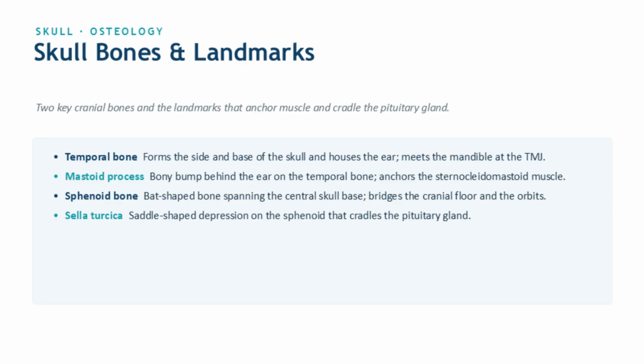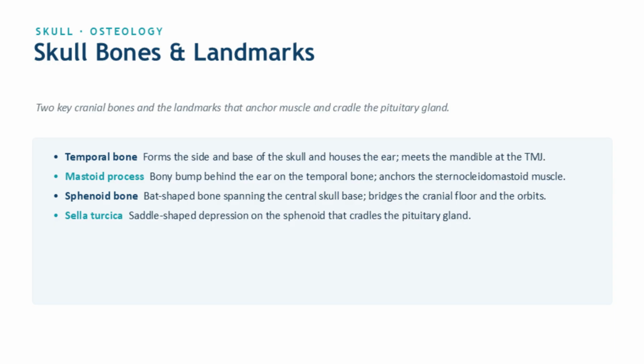Skull bones and landmarks. The skull serves several important functions, including protecting the brain, supporting sensory organs, and providing attachment sites for muscles. Two particularly important bones for this course are the temporal bone and the sphenoid bone. These structures contain landmarks that are frequently referenced in anatomy, kinesiology, and clinical assessment. As you study the skull, focus not only on identifying the landmarks, but also on understanding why they are important. Many muscles attach to these structures, while others protect or support vital neurological and endocrine functions.